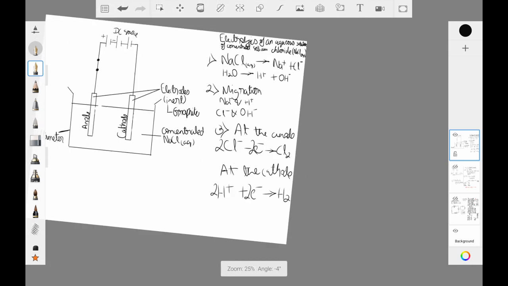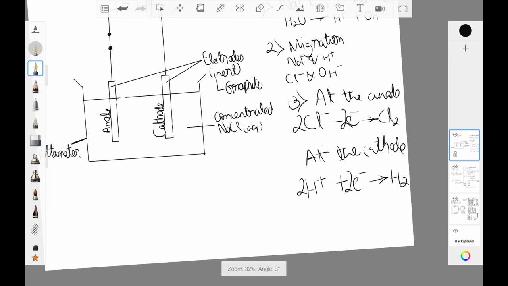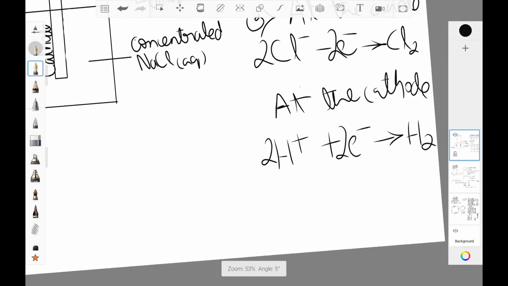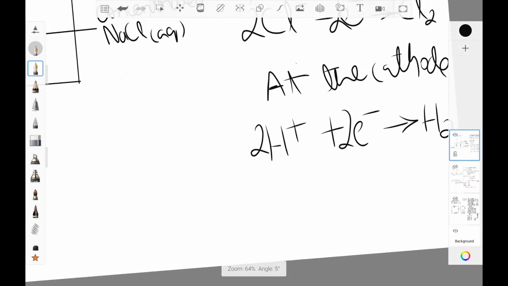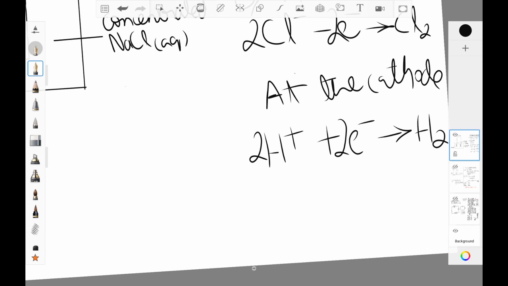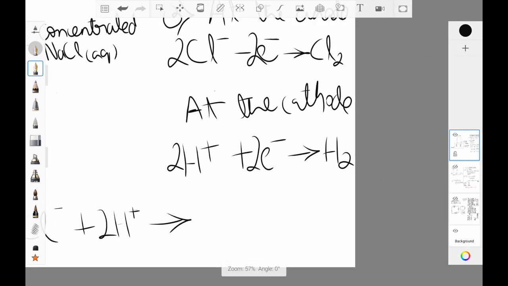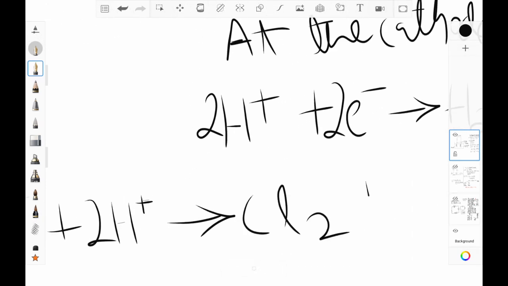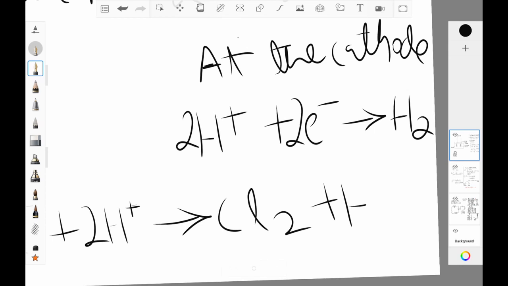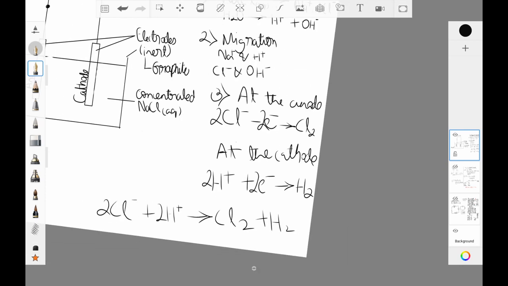So with this, we have the two half cell equations in the electrolytic cell. Again, you can write a full cell equation by just combining them. So 2 chloride ions plus 2 hydrogen ions will give you a chlorine molecule and a hydrogen molecule. That's the full cell equation.